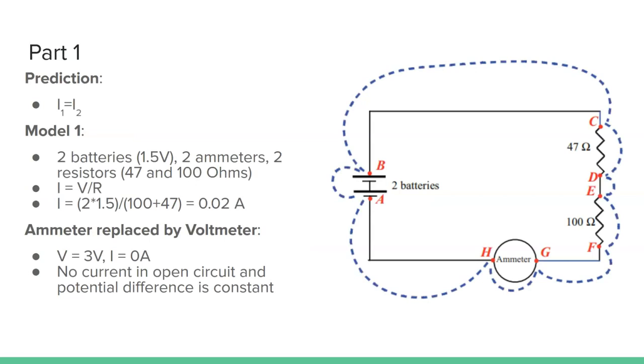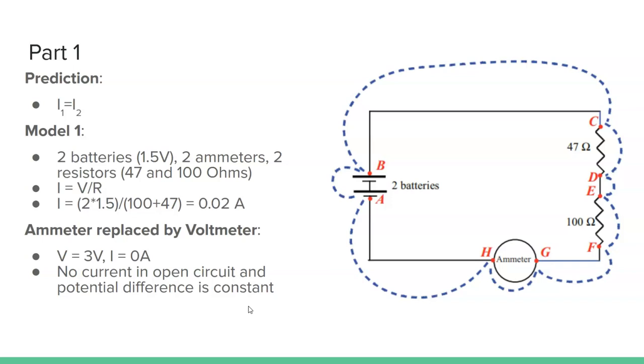For part 1, I predicted that the current in the first ammeter would be equal to the current measured at the second ammeter, and that's just using the node rule. Model 1 was 2 batteries at 1.5 volts, 2 ammeters, and 2 resistors, one of them being 47 and the other being 100 ohms. I used the formula current is equal to voltage divided by resistance to get that the current should be 0.02 amps.